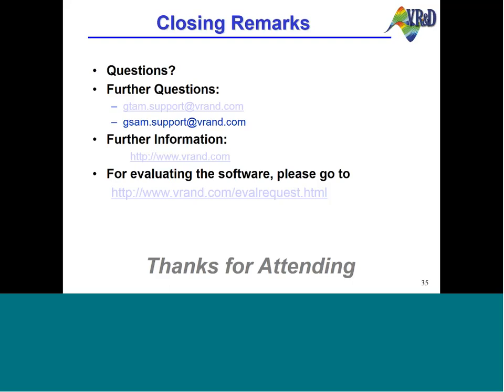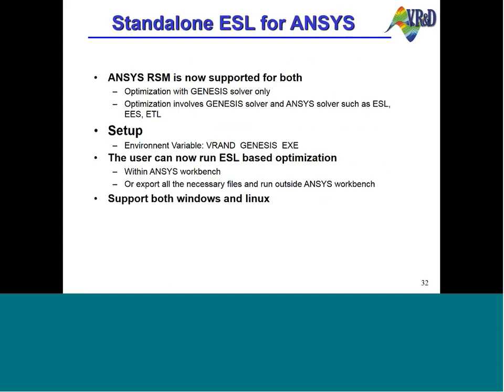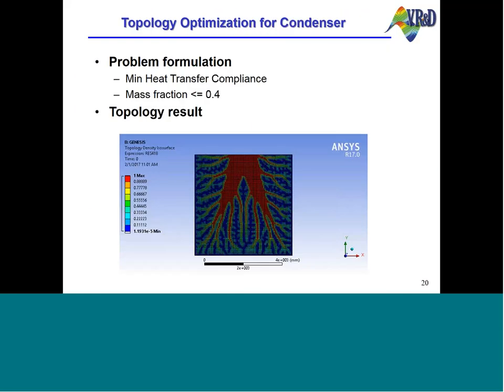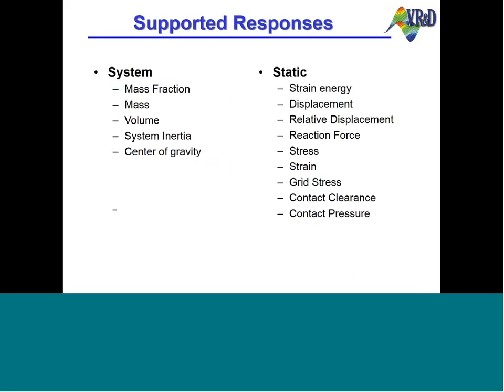All right. Another question, Hong, is again the usage of a response for either an objective or a constraint. Can you use stress as either an objective or a constraint in the case of structural optimization? Yes, stress can be used as an objective or can be used as a constraint. Yeah, in the response list, they can either be used as an objective or as a constraint.